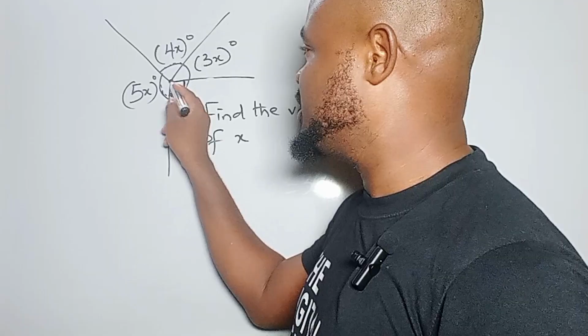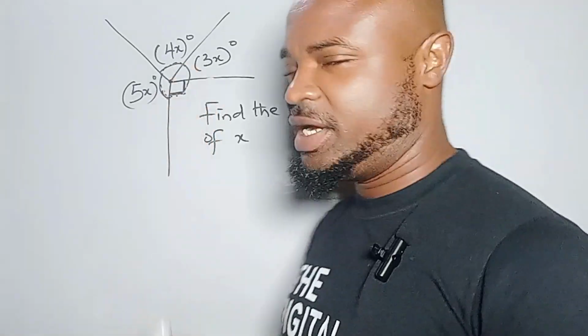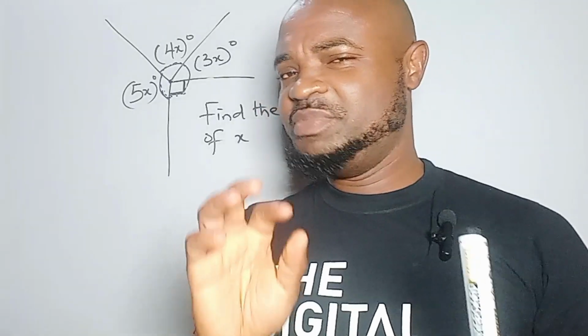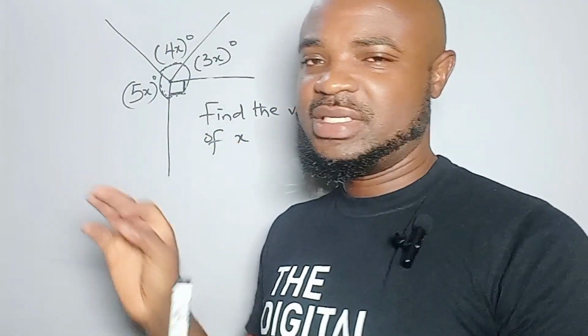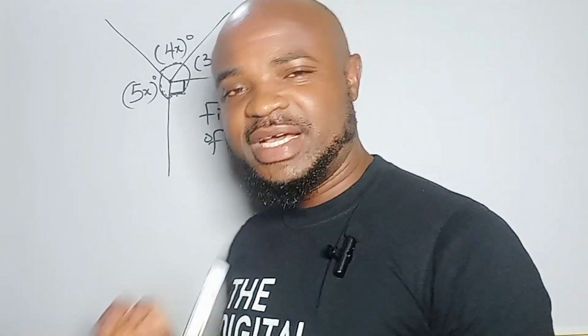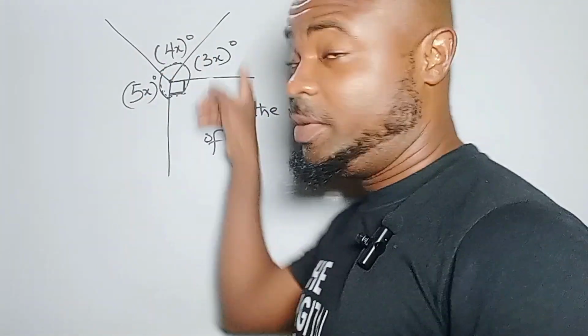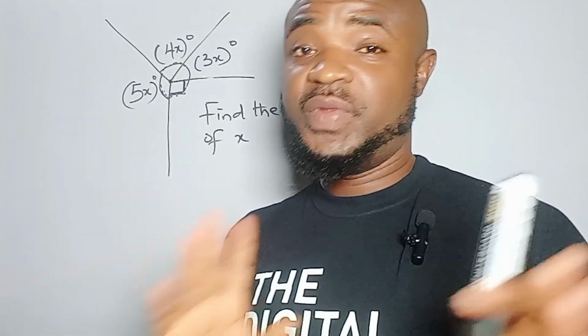So now take a look at this. If I put a point here, you notice that I can draw a circle around all these angles. What does that tell you? It means angles at a point. The sum of angles at a point is 360 degrees. So I can easily add up all these angles and make them equal to 360 degrees.